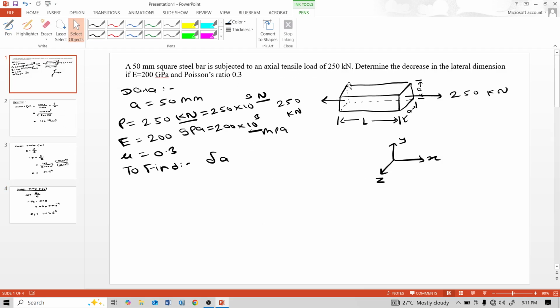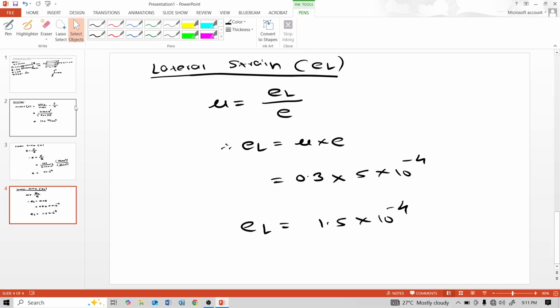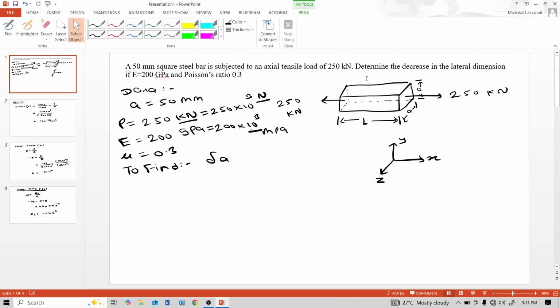They have given us a numerical: determine the decrease in lateral dimension. Sorry, here they do not ask us lateral strain. I wrote main objective is lateral strain, but observe here, they ask us the decrease in lateral dimension, not lateral strain. Decrease in lateral dimension means change in lateral dimension.